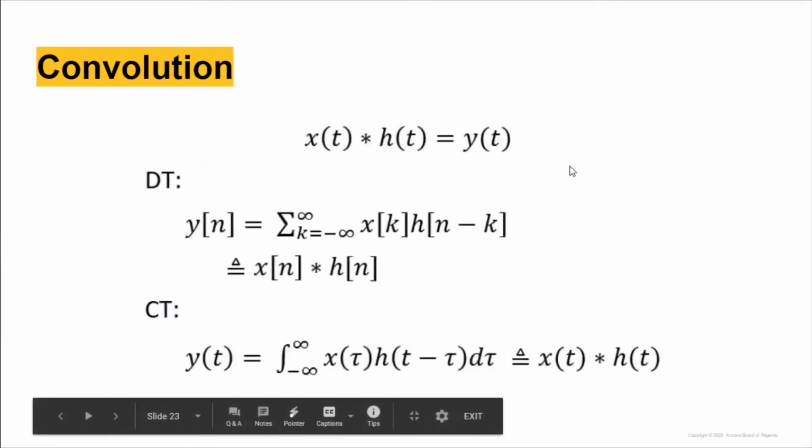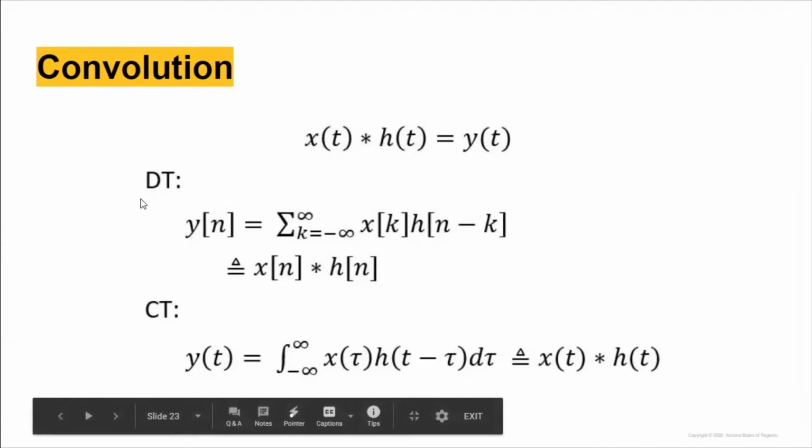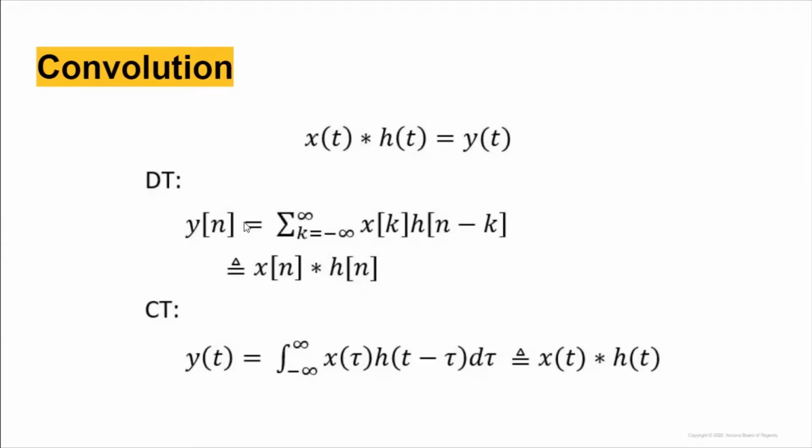And the way that you can do that is by doing something called a convolution. Basically, if you have an h of t, or an impulse response, you can convolve it with x of t, and that will give you y of t. Now, how you do convolution changes depending on whether it's a discrete time signal or a continuous time signal. If it's a discrete time signal, then y of n is equal to the sum from k equals negative infinity to infinity of x of k, h of n minus k, which is the same as the convolution of these two.